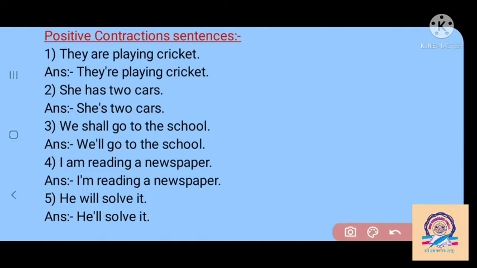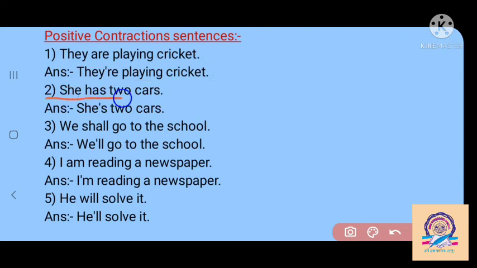So how do we have to write here? We have to change the positive contraction. Like, the sentence is 'They are playing cricket.' We have to write they, then apostrophe re, removing a for the positive contraction. So they are changes into they're. After they we write apostrophe re, so it becomes 'They're playing cricket.' No change in the rest.